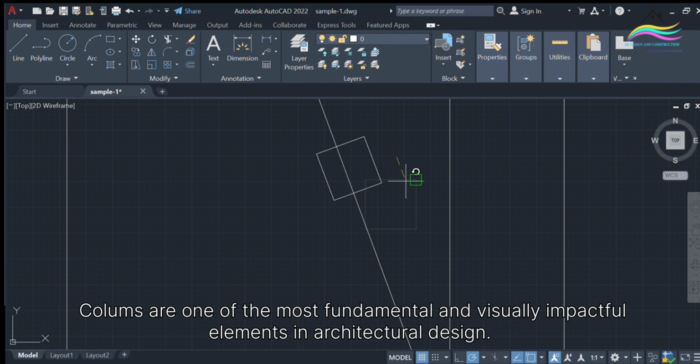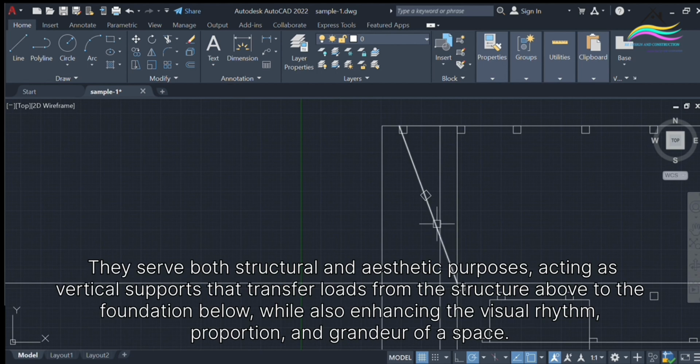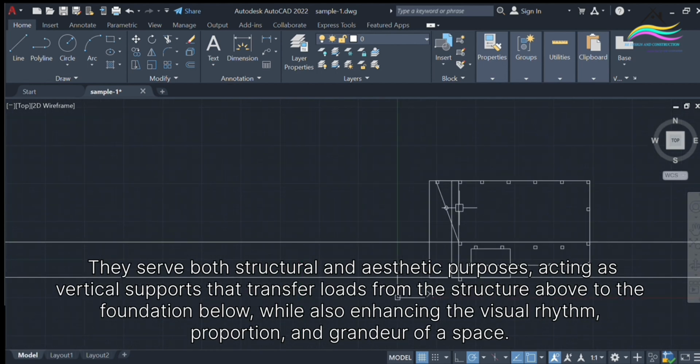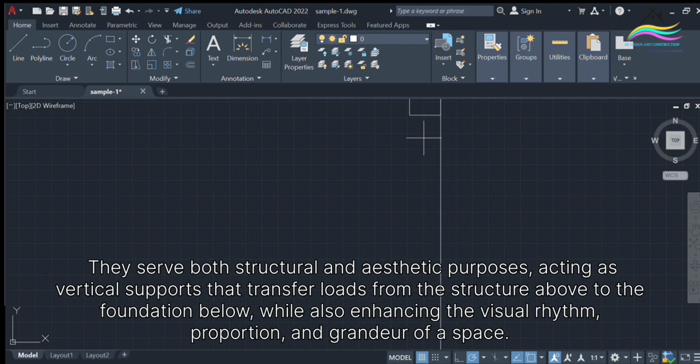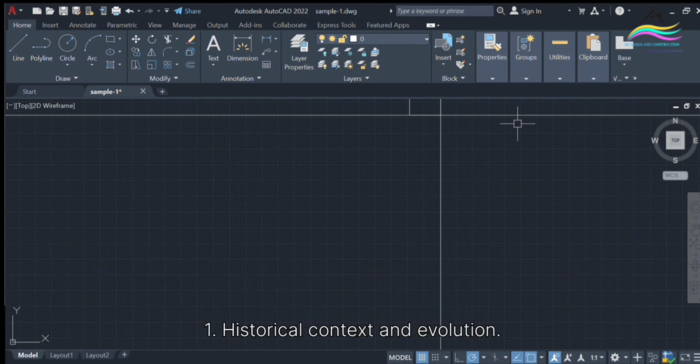Columns are one of the most fundamental and visually impactful elements in architectural design. They serve both structural and aesthetic purposes, acting as vertical supports that transfer loads from the structure above to the foundation below, while also enhancing the visual rhythm, proportion, and grandeur of a space.